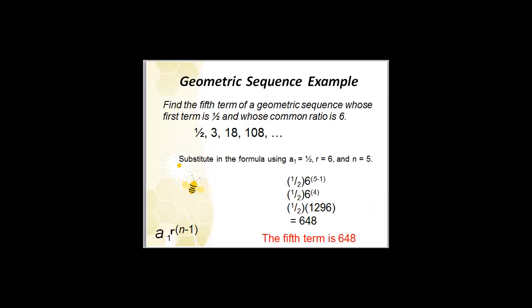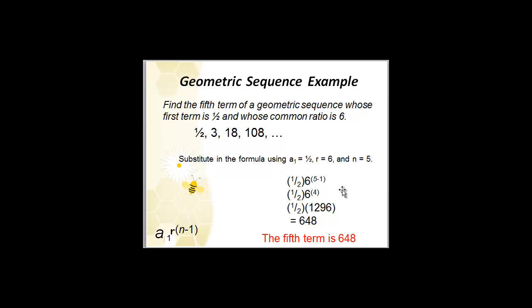So let's look at an example. All right, so say we need to find the fifth term of a geometric sequence whose first term is 1/2 and whose common ratio is 6. All right, so this is what we're looking at here. 1/2 and then the multiplier is 6, so 1/2 times 6 is 3, 3 times 6 is 18, 18 times 6 is 108, and then so on. So we're looking for this fifth term here.